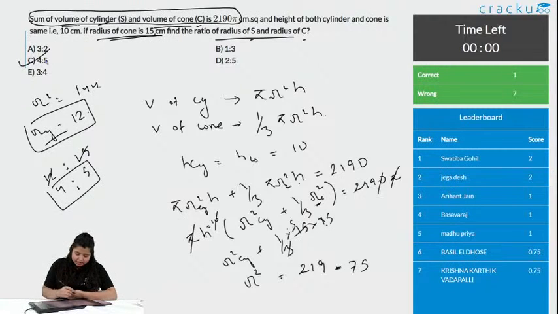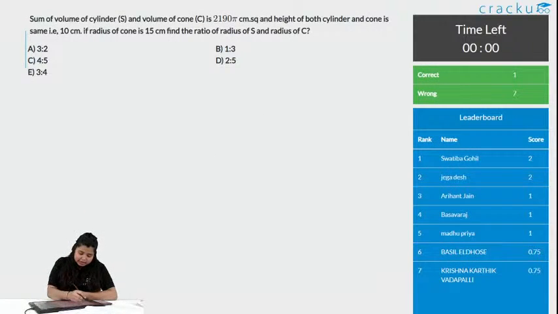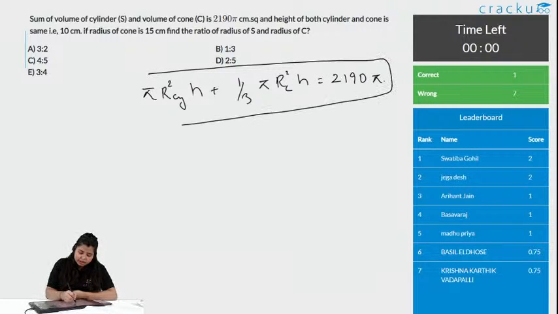Shall I write this clearly? I am writing the equation given here: pi radius of cylinder square into h plus 1 by 3 pi radius of cone square h is equal to 2190 pi. This is the equation given in the question. It is saying the sum is this. We know the h's are the same and the value of pi is again the same.